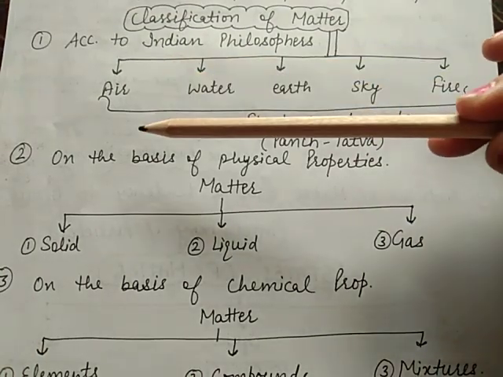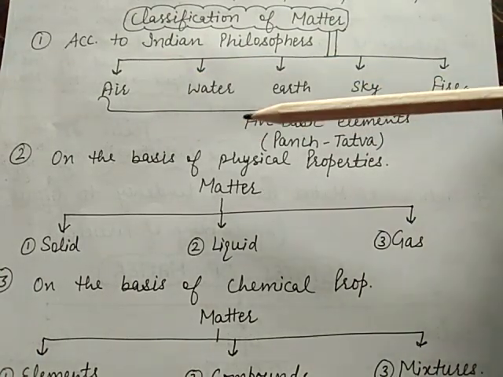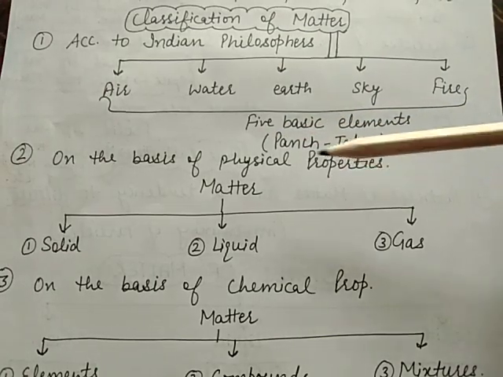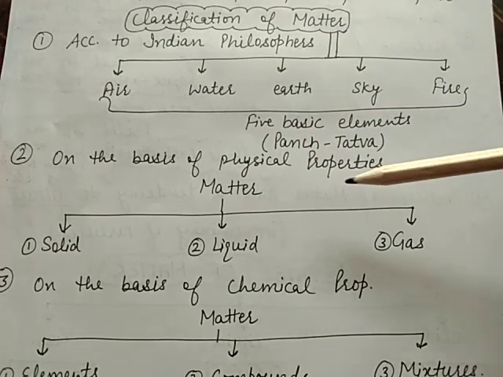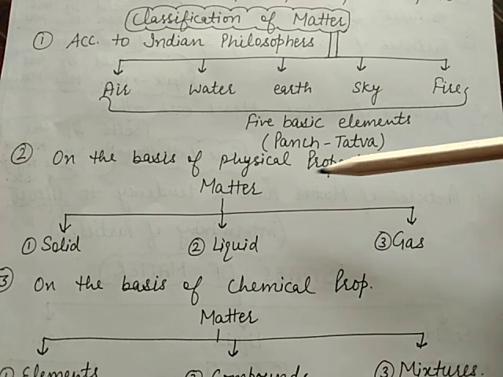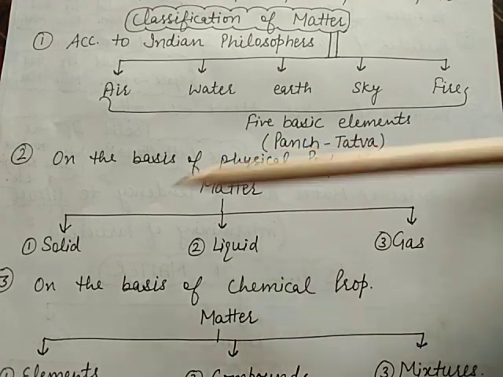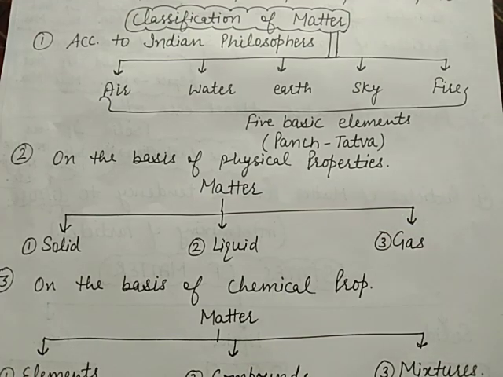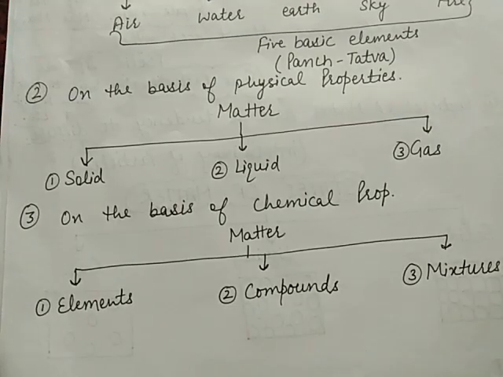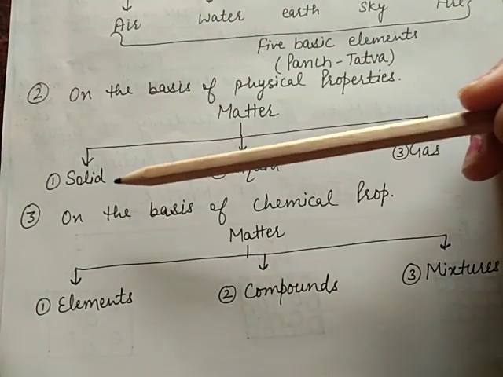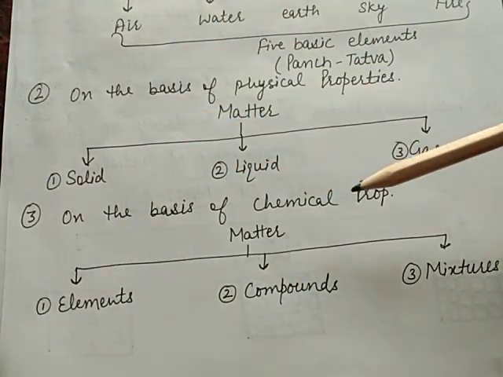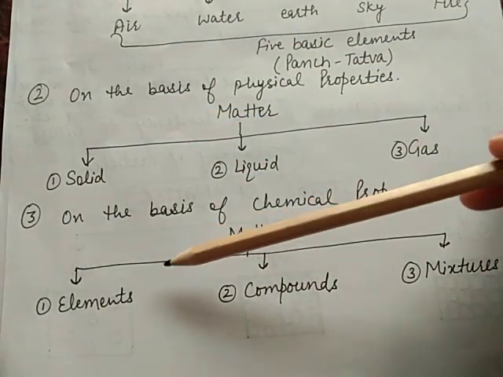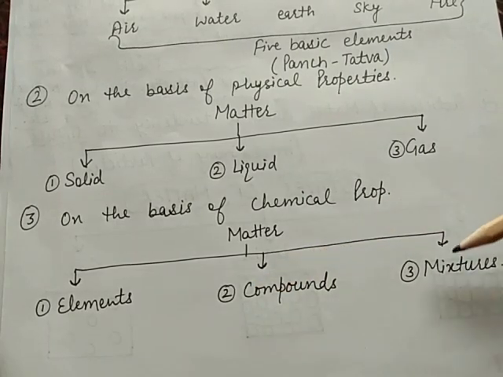Next, classification on the basis of physical states of matter, or you can say physical properties. Matter is classified into 3 types: solid, liquid and gas. Now the next classification is on the basis of chemical properties. Matter is classified into elements, compounds and mixtures.